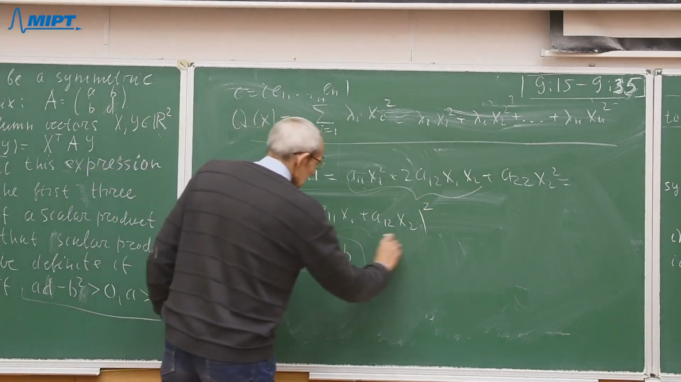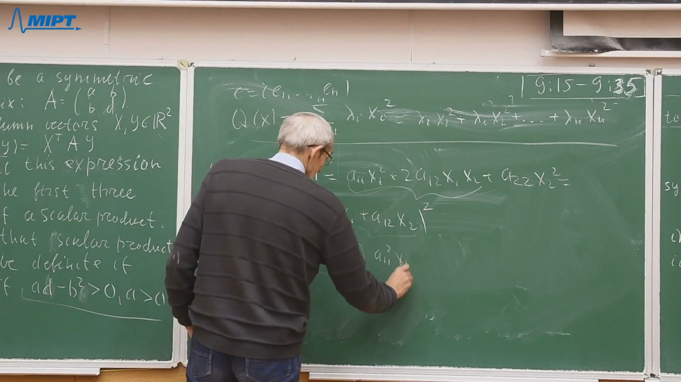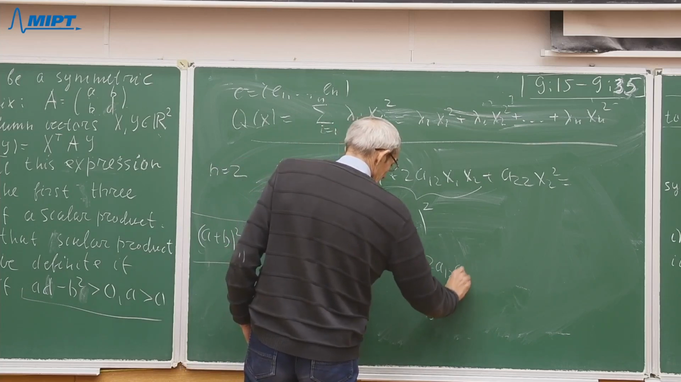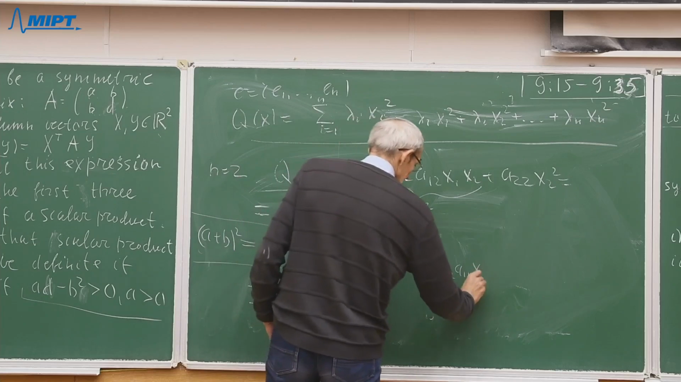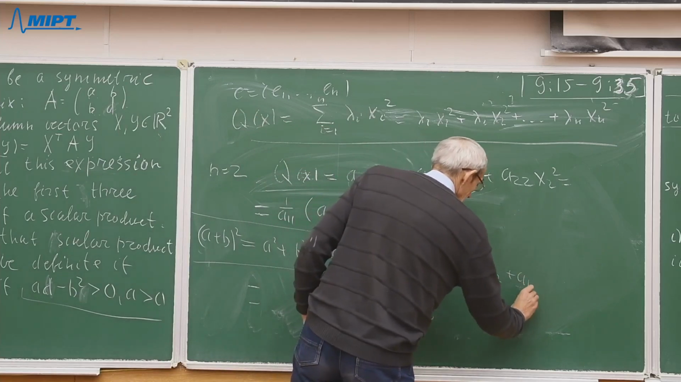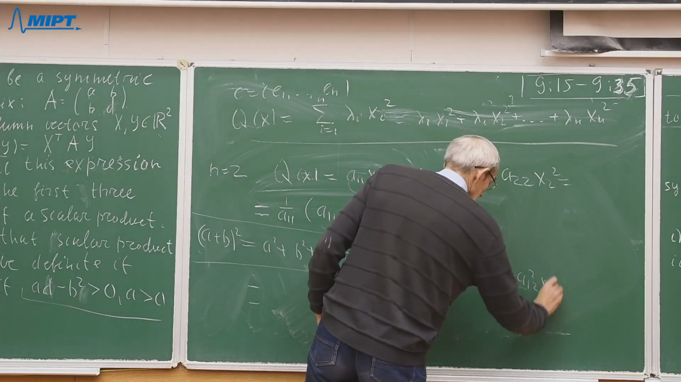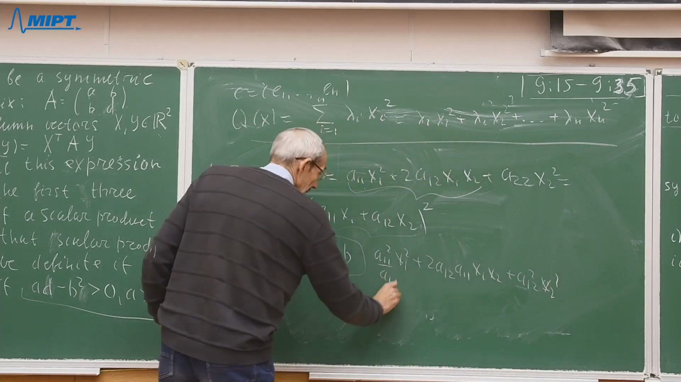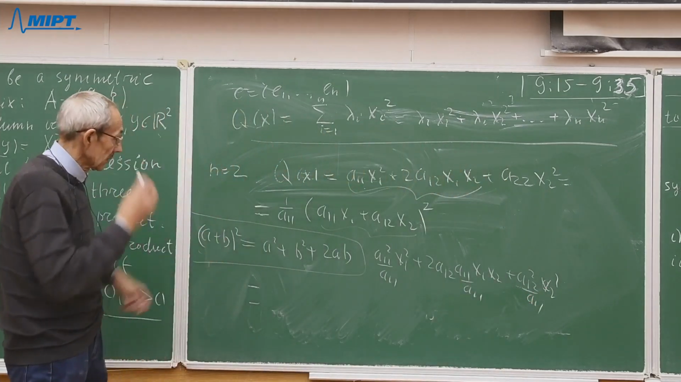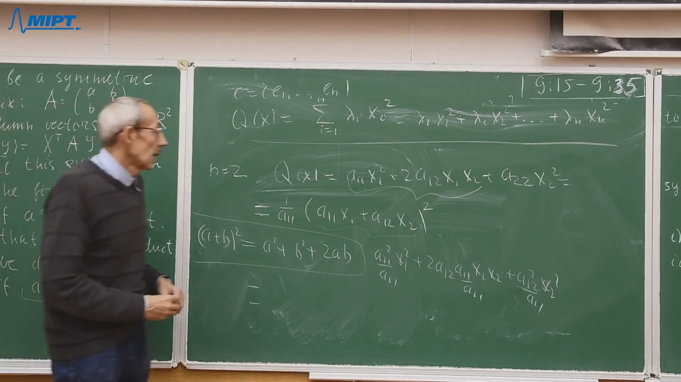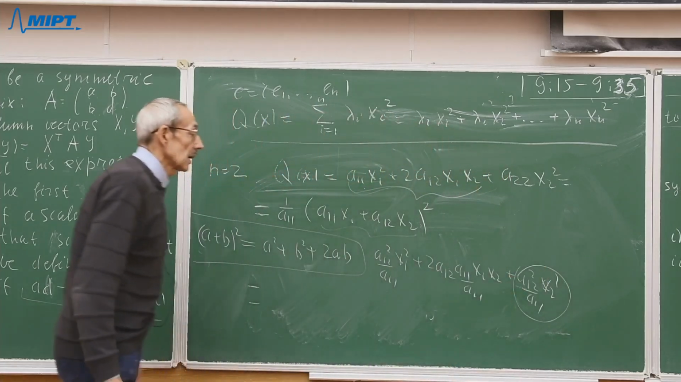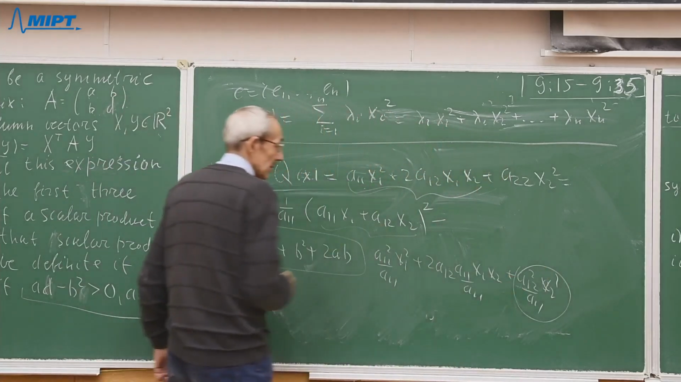Easy to see that this expression is equal to a11 squared x1 squared plus 2 a12 a11 x1 x2 plus a12 squared x2 squared. If I divide this expression by a11, I obtain this expression plus this term. And I must subtract this term from this expression.